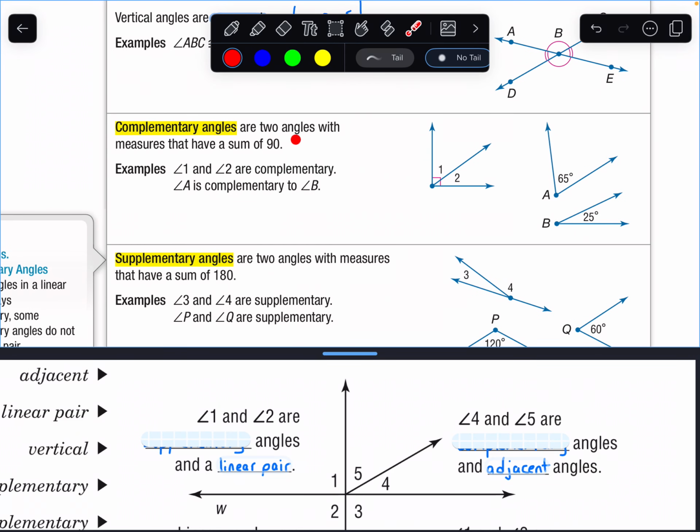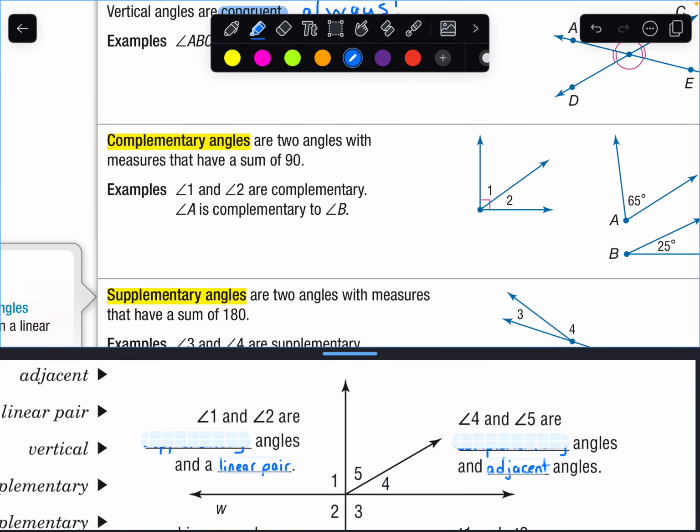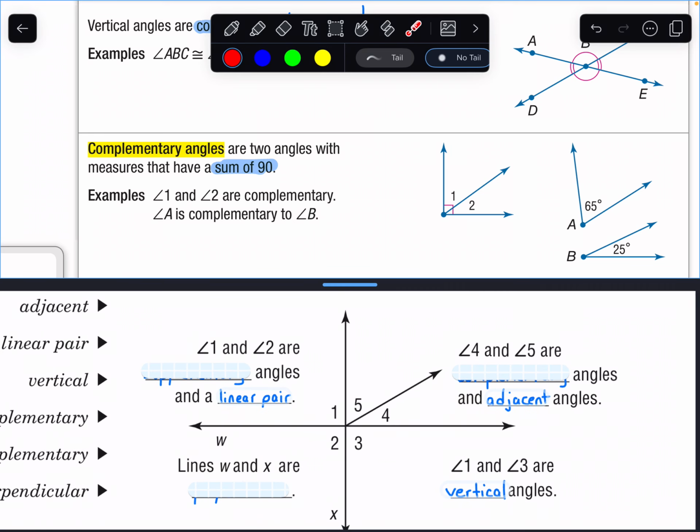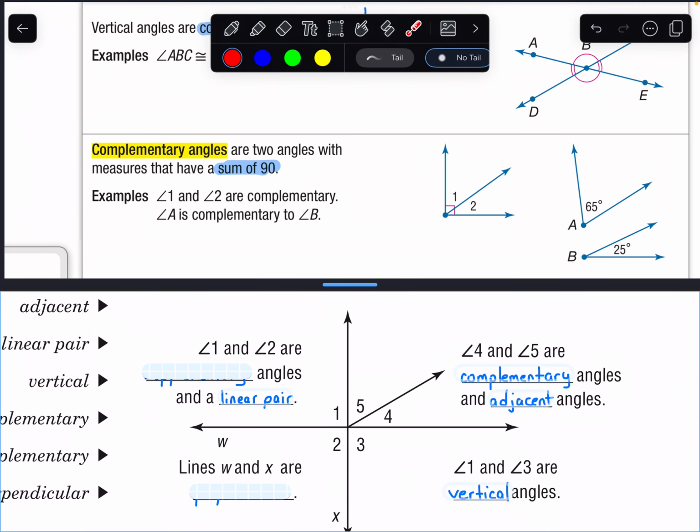Complementary angles are 2 angles with measures that have a sum of 90. Sum of 90, complementary. 1 and 2 are complementary here. They form that 90-degree angle there. Angle A is complementary to angle B: 65 plus 25 equals 90. So they don't need to be attached to each other. It's just the measures. Do the measures make 90? Yes, they are complementary. Do we have such a pair here? Yes, we do. 4 and 5 are complementary angles.